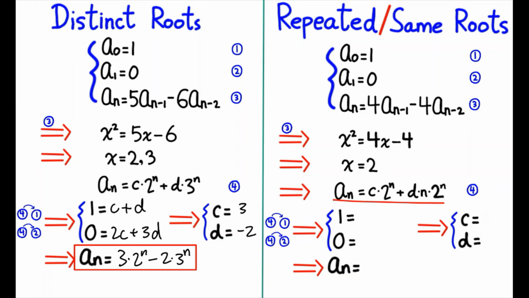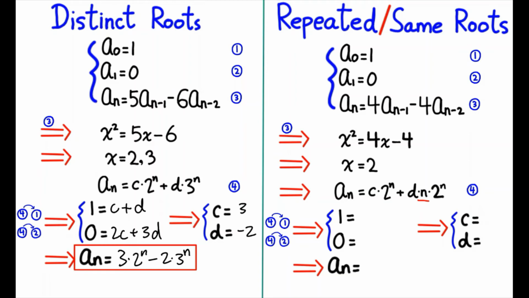In this, an is equal to c times 2 to the n power, the same thing so far, plus d times n times 2 to the n power. The only difference between these, despite having different root, is that it's multiplied by n in the middle.